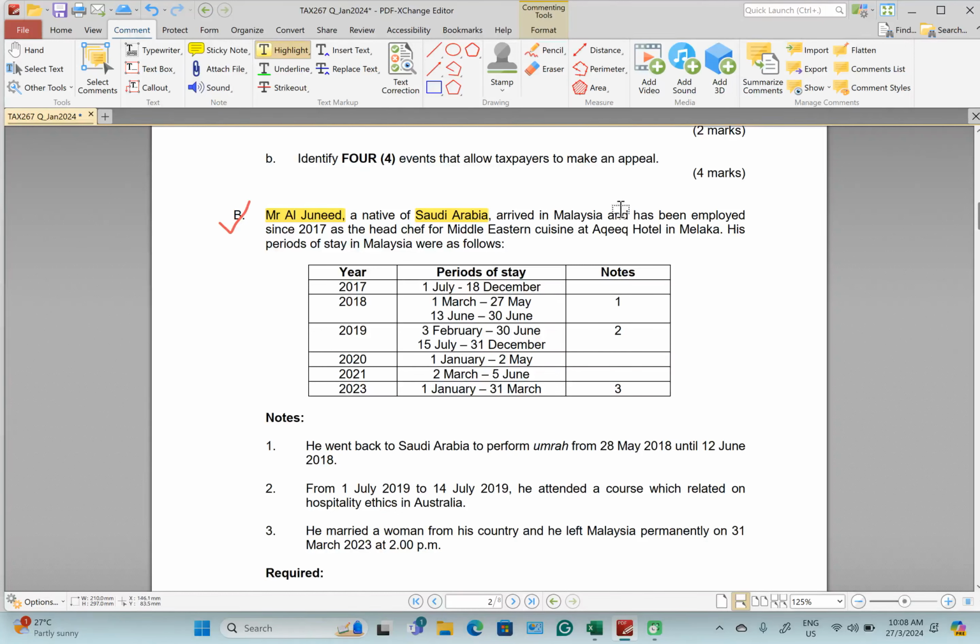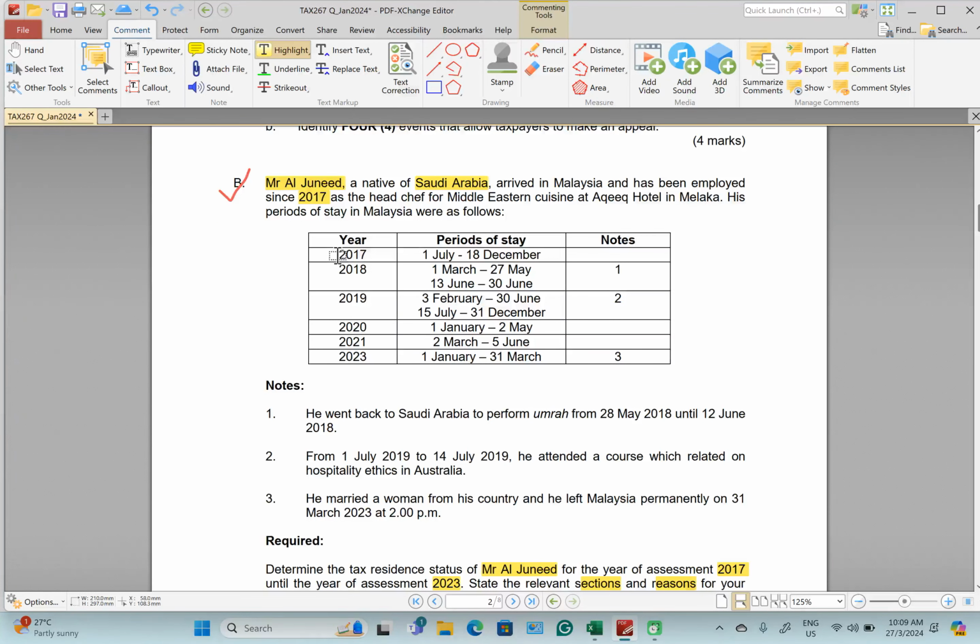Look at this one. He arrived in Malaysia and has been employed since 2017 as the head chef of Middle Eastern cuisine at Akik Hotel in Melaka. So currently he is working in Malaysia. What year did he come to Malaysia? 2017. That's why when you look at the table given, the YA starts from 2017.